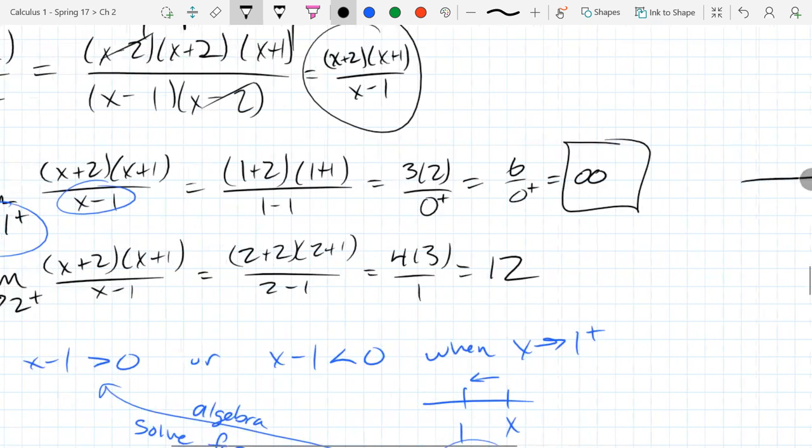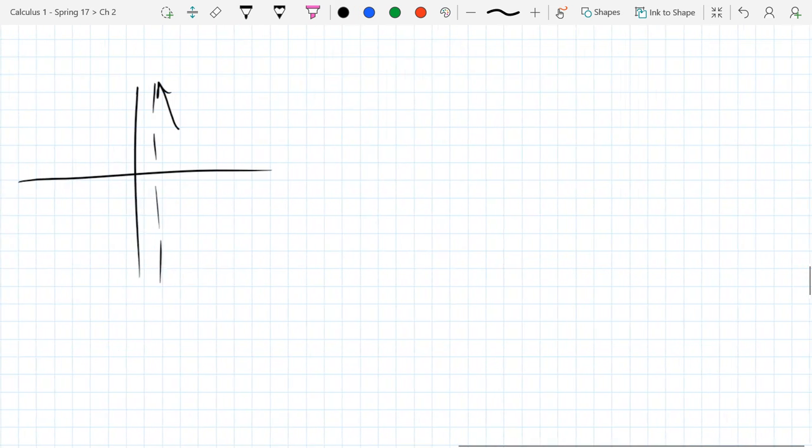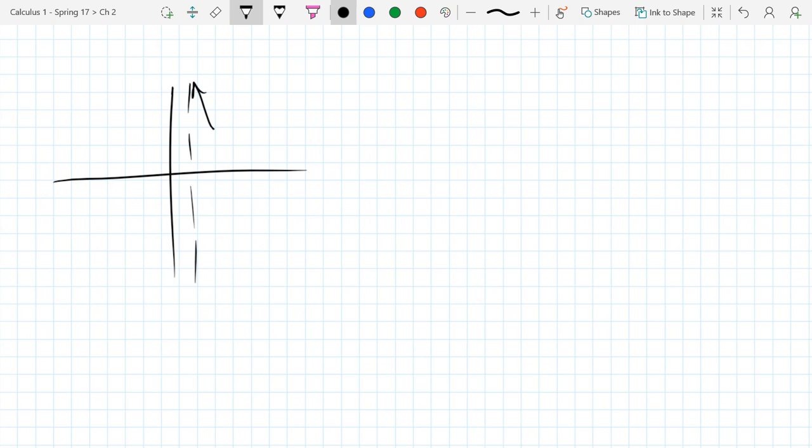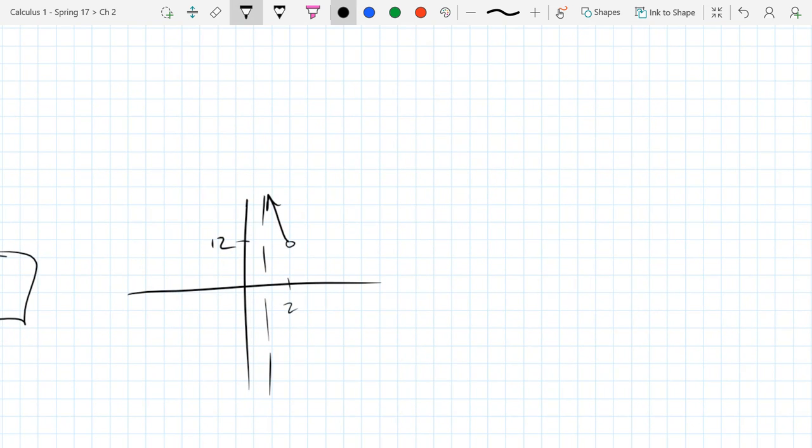And so we got negative 3 was, 2 was 12. At 2 it'll be removed, but that'll be 12 right there. That's about all I really know from the work that I've done. There's a removable point, but the y value does approach 12. I think we know it approaches 12 on both sides, so it's going to look something like that.